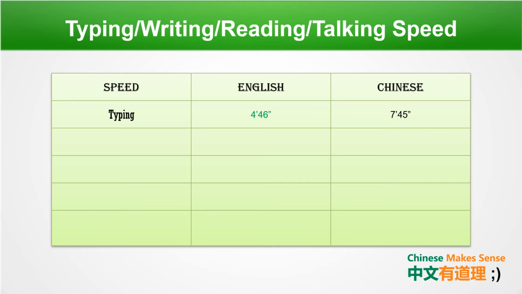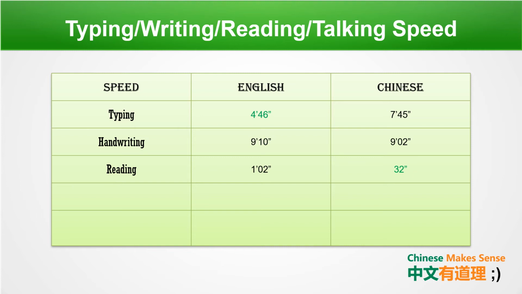For typing, it took him 4 minutes and 46 seconds to type the English, and 7 minutes and 45 seconds to type the Chinese excerpt. So clearly, English is the winner here. Now for handwriting. It took him 9 minutes and 10 seconds for English, and 9 minutes and 2 seconds for Chinese, so they're about the same.